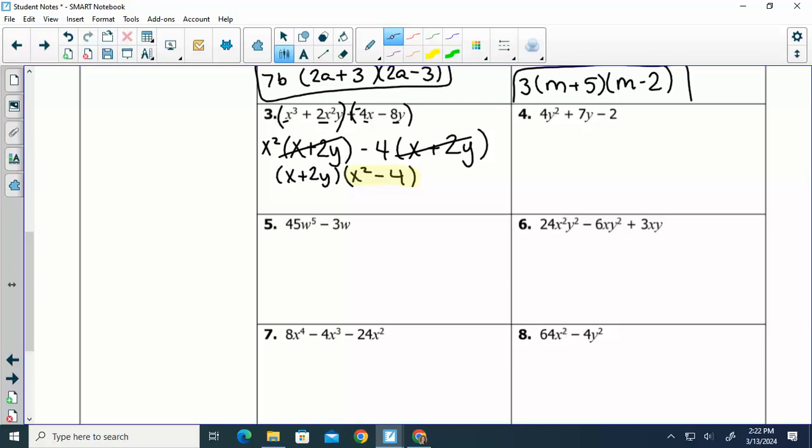But we can go one more step here. We have the x plus 2y. It's not a perfect square, so we can't do anything. But this is a difference of squares. Square root of x squared is x. Square root of 4 is 2, so x plus 2, x minus 2.